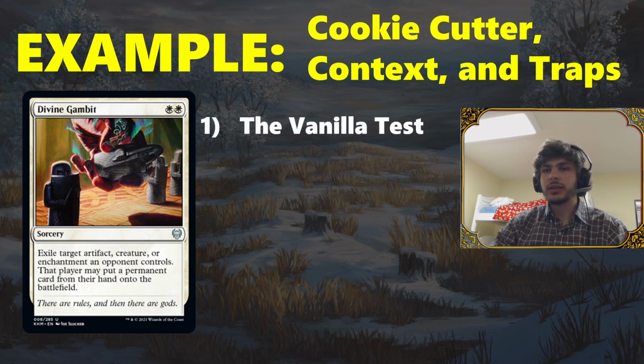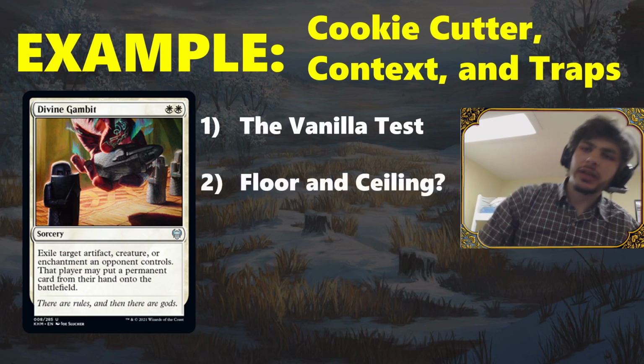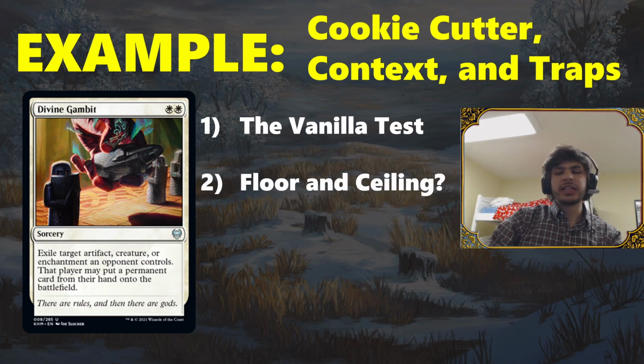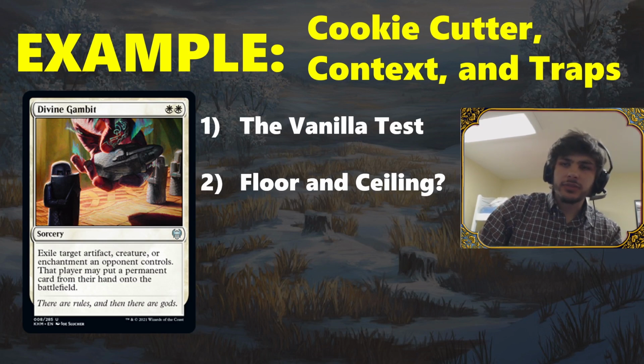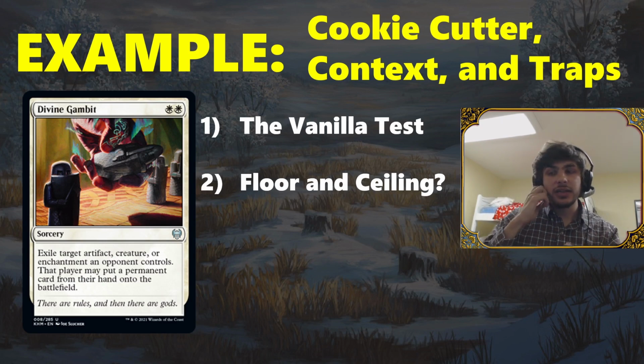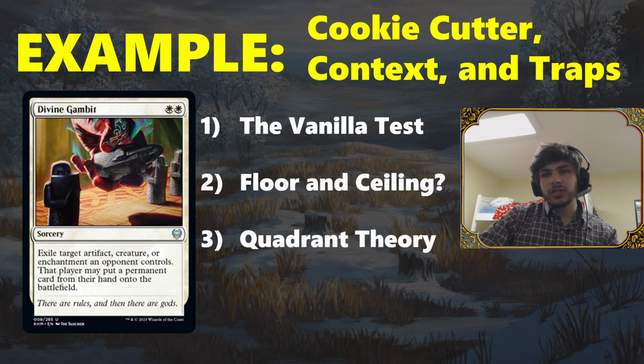The vanilla test. Well, it's not really a card you can evaluate on the vanilla test because it's so unique. Floor and ceiling. Well, the floor is you kill your opponent's small creature and they put a massive creature into play. The ceiling is you kill your opponent's massive creature and they don't put anything into play. So there's really a lot of swings on that. The important part is going to be finding what the average case is. And then quadrant theory. So let's look at that.